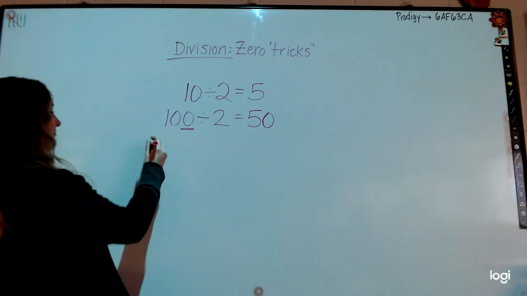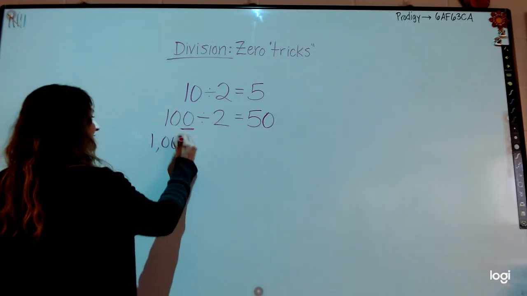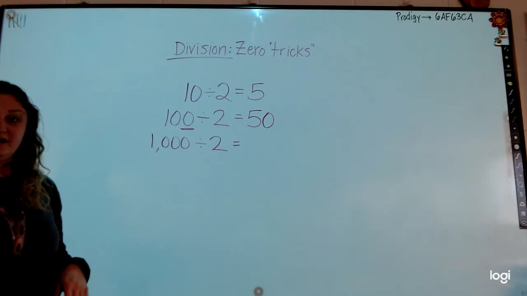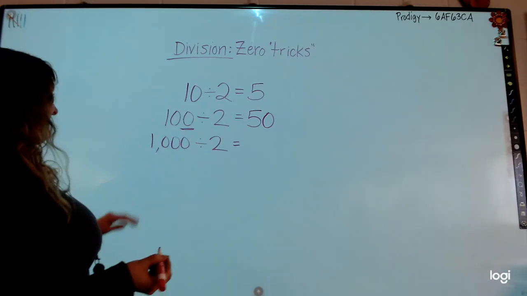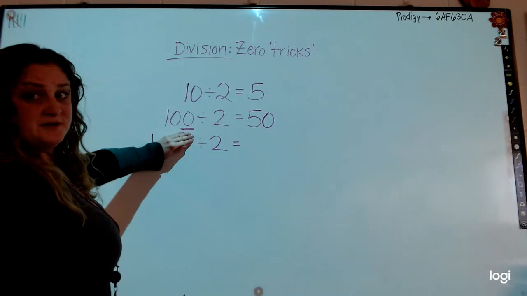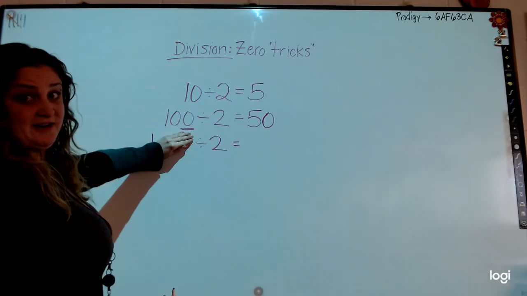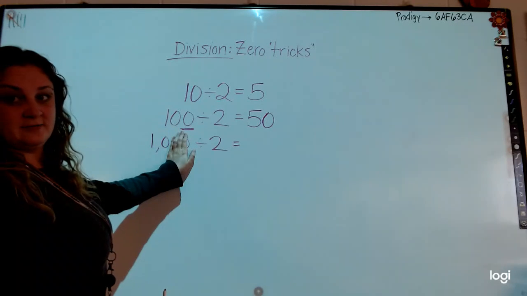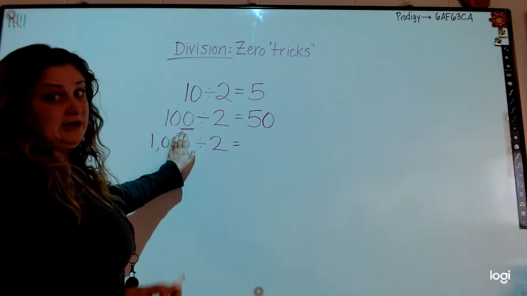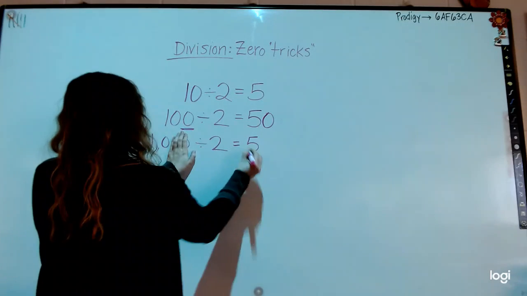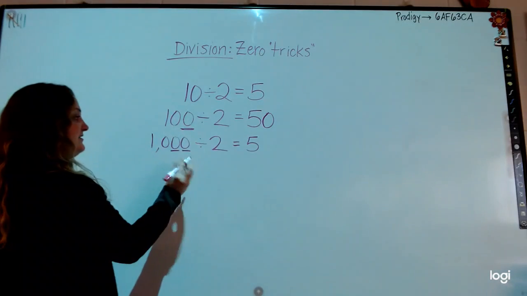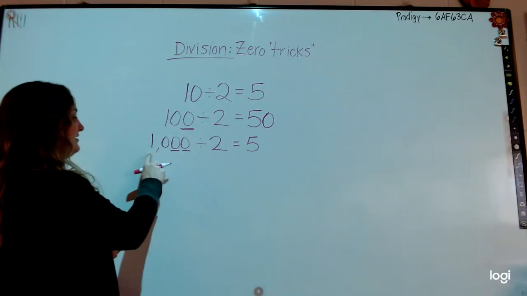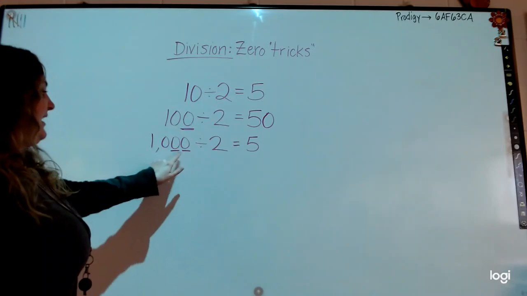Let's try it again. So this time let's do 1,000 divided by 2. Well, we're going to find the same thing. If I cover all of my zeros, my problem says 1 divided by 2, and I don't know how to do that. So then just cover 2 and see if you can do it with 10. 10 divided by 2, we know that. That's 5. And now very carefully, count how many zeros you underlined. It might actually help you to underline them, okay? So you keep the 10 out of there. We added 2 zeros.